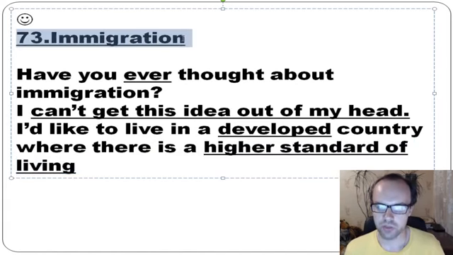Immigration. Have you ever thought about immigration? I can't get this idea out of my head. I'd like to live in a developed country where there is a high standard of living, so where people live better.